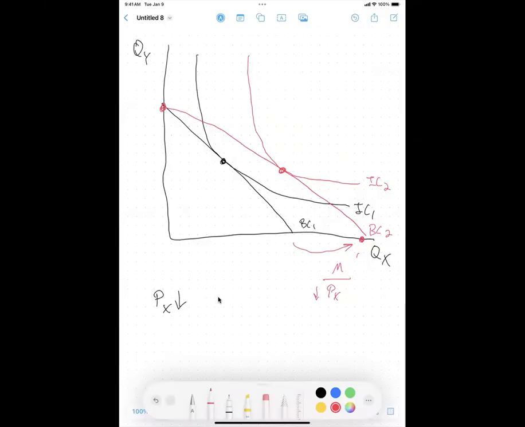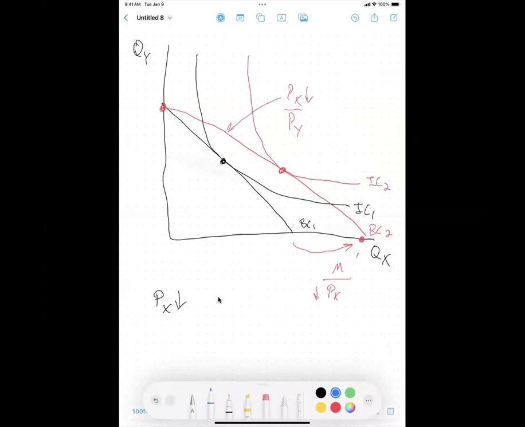So when I think about this price decrease, there are going to be two impacts here. The first impact is, even if I was able to afford the same amount of total utility, I'm facing new relative prices. Remember, the slope of our budget constraint is the price of good X over the price of good Y. So when the price of good X went down, our budget constraint became a little bit flatter.